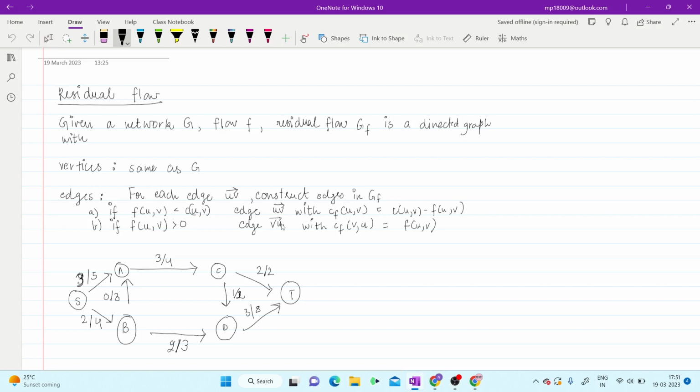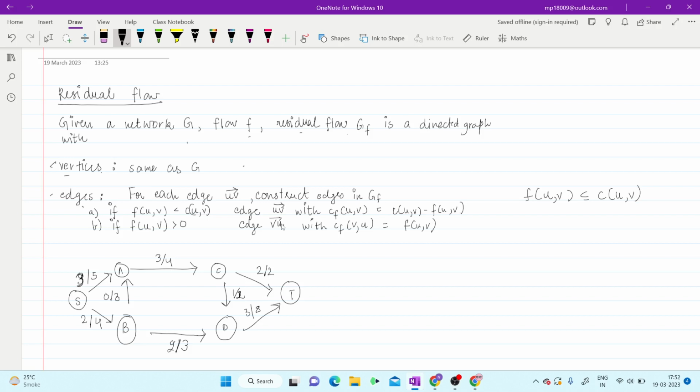So we are given a network G and we are also given a flow F. Residual flow is also a directed graph whose vertices and edges are as follows. Vertices are the same as the vertices of G. In G we have some edges. For each edge in G, we either construct one edge or two edges in the residual flow with respect to these rules. So the capacity rule says that flow value will always be less than or equal to the capacity.